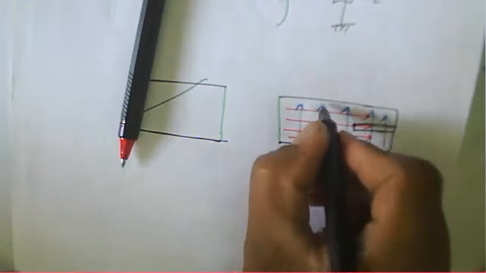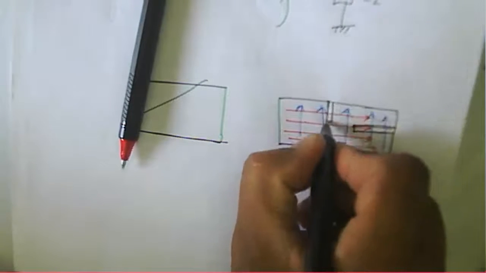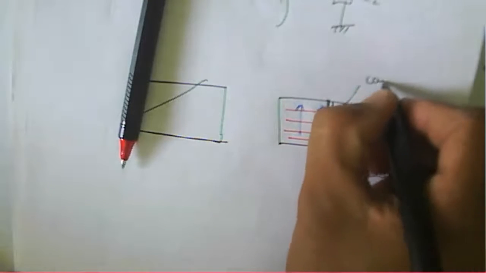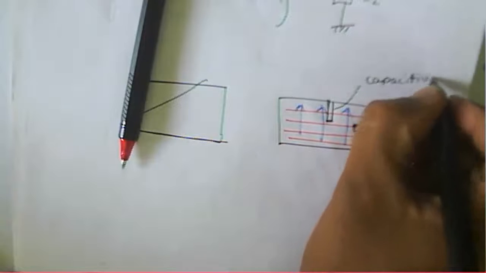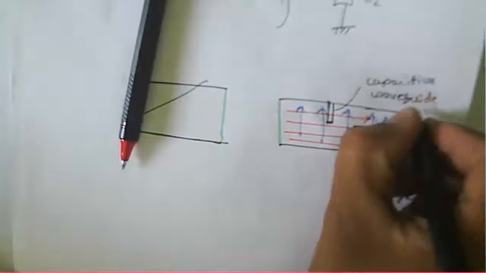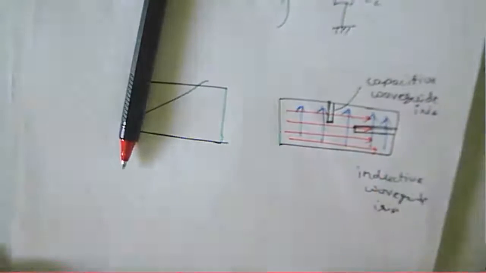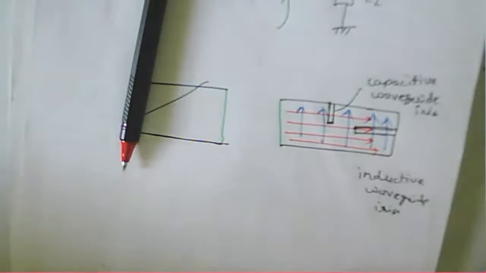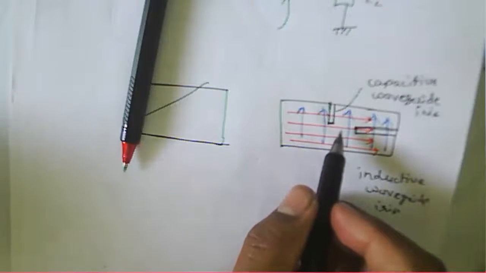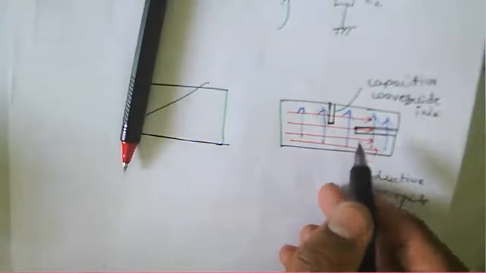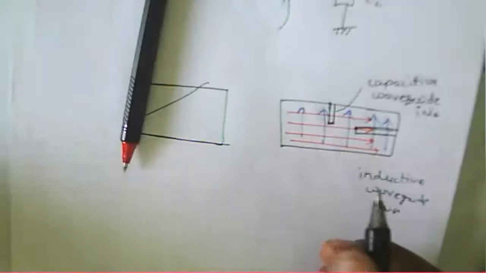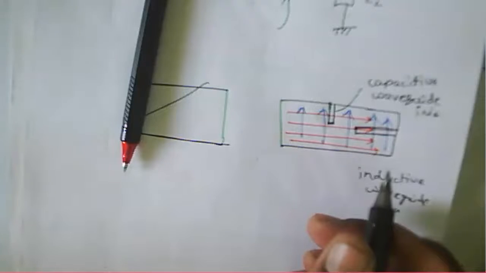If I place that obstacle in an electric field, then it is called a capacitive waveguide iris. It means the iris is located either in a transverse electric field or in a transverse magnetic field, and the size of that particular obstacle depends upon whatever impedance we are expecting.